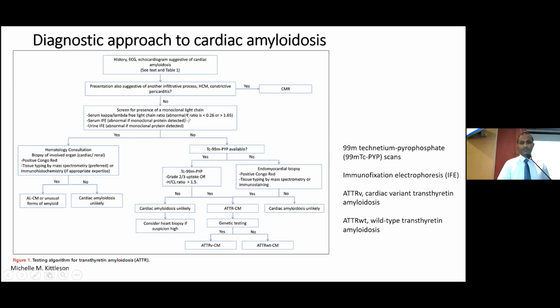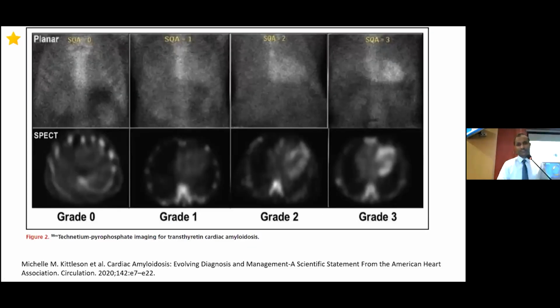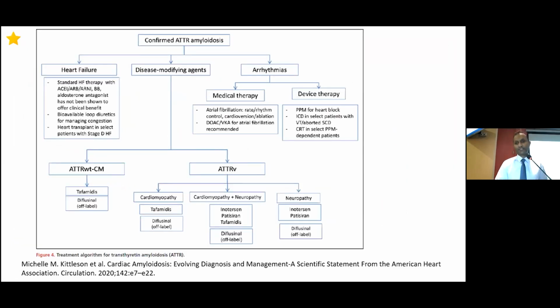But if AL amyloidosis is excluded, you can do the technetium-99 pyrophosphate scan, which will favor ATTR amyloidosis. If it is favoring ATTR amyloidosis, you have to do genetic studies as well. And if you are doing an endomyocardial biopsy, you have tissue typing with mass spectrometry. So these are the criteria, and echo I'm going to skip. Yeah. So there are newer types of drugs which target the TTR, like the TTR stabilizer tafamidis, which are not available in Sri Lanka but in other countries, mainly for ATTR amyloidosis.